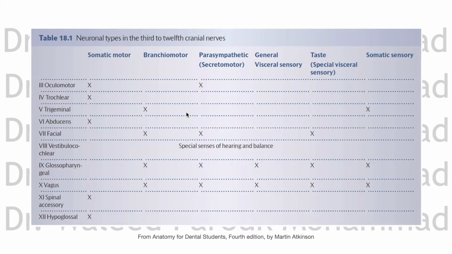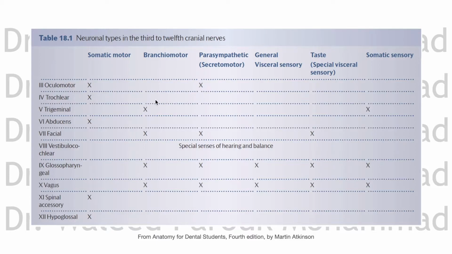This is a table I chose for you that indicates the types of fibers in each nerve, starting from the oculomotor, which is the third cranial nerve, through the hypoglossal. And as you can see here, the somatic nerves that contain somatic motor: oculomotor, trochlear, and abducens, spinal accessory, and hypoglossal, and so forth. You can study this table and take your time studying it.